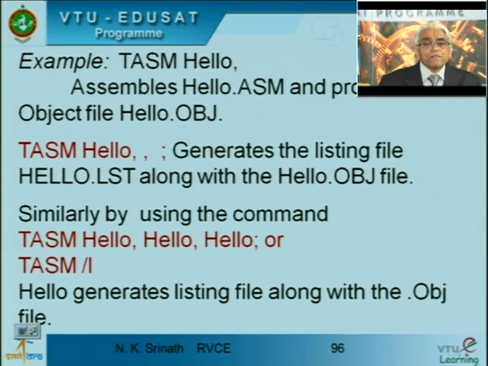The list file gives you the line number and full detail. Try it out in your lab to get more information regarding the list file as well as the obj file. See the difference, and you will really appreciate the advantage of using the list file. Similarly, using the command tasm hello,hello,hello or tasm /l hello generates a listing file along with the obj file by the name of hello itself.